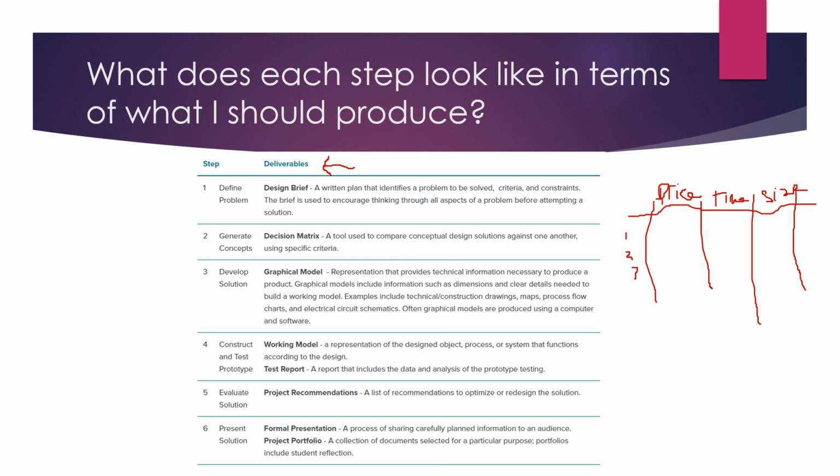We might do that for some of the projects. It won't be something we do all the time. Develop a solution. So things that you might need to do, I'm going to home in right on that section down there, would be technical or construction drawings. We are going to learn how to do technical drawings and orthographic projections in this class. Maps, flow charts, electric circuit schematics.